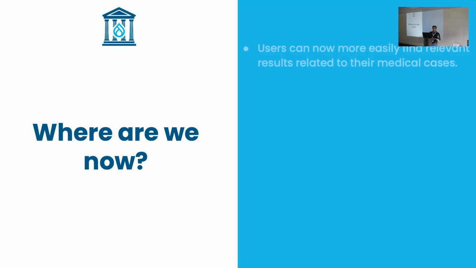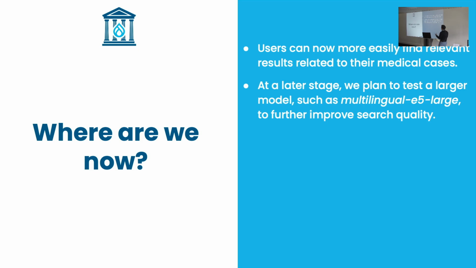So where are we now? Users can now more easily find relevant results related to their medical cases. At a later stage, we would like to explore the multilingual E5 large one. So far, we are happy with the small one, but maybe we might get better results with the large one. For example, there is one scenario where users are searching just with their medicine, but they don't know exactly what they have, so they just search the medicine, and then the model needs to understand that this medicine is related to this medical case content. So right now it cannot do that, but we hope the E5 large can further improve the search quality.